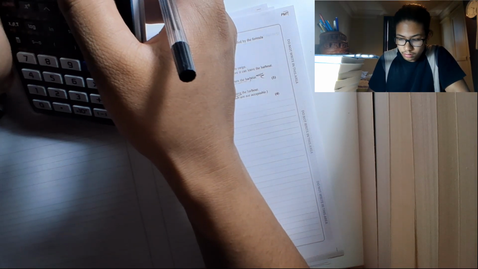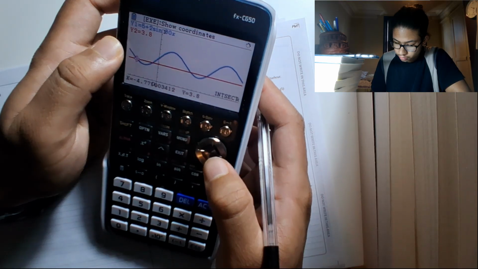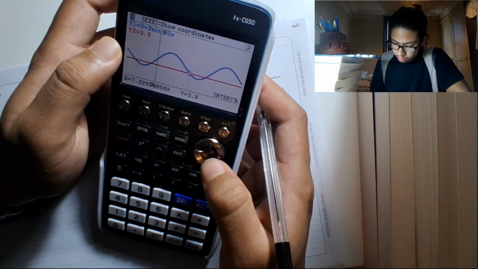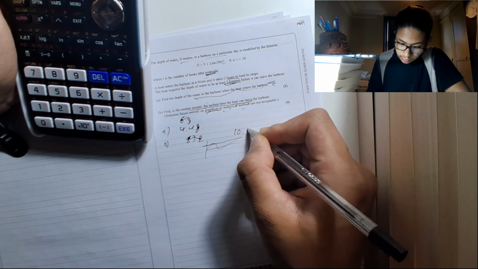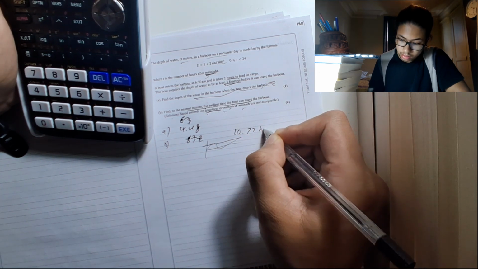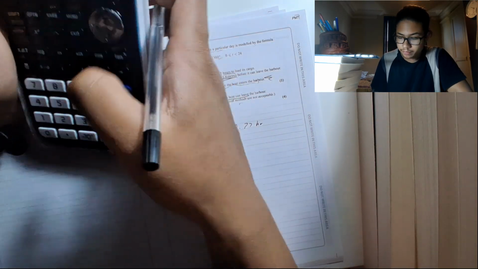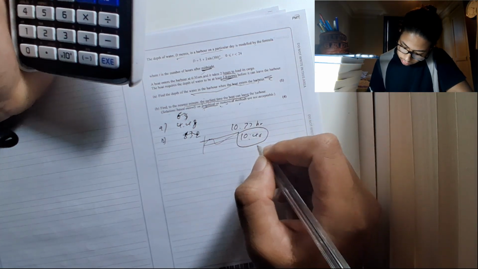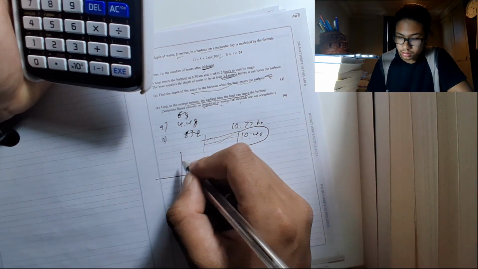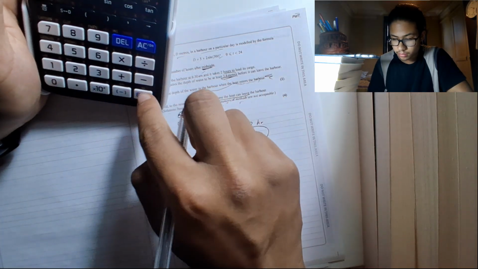G-solve intersect. Do you have to explain it in words? So I guess it would be what? 10.77. That's in hours, so then I'll have to multiply that 0.77 by 60 minutes. So I would say what? 10.46. But still it doesn't really make sense what they're saying, but maybe I'm just too dumb to understand it.